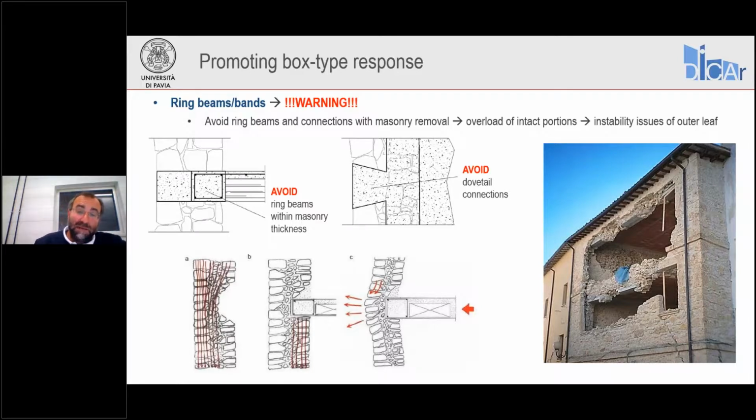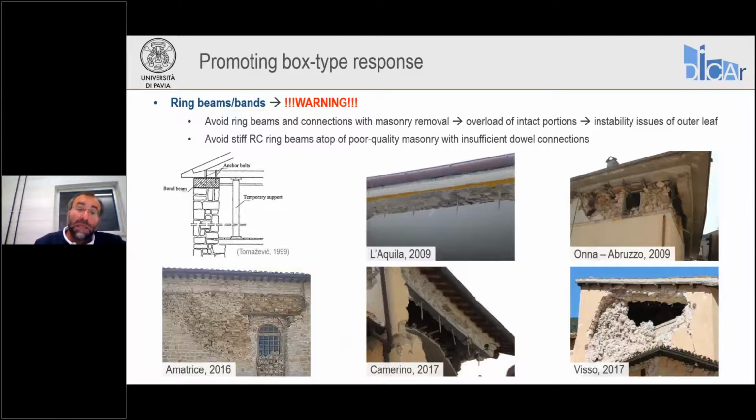Avoid messing up with the flow of forces within the masonry. And this is what I was saying, the problem of incompatible stiffness and weak anchorage between concrete ring beams and masonry walls, especially stone masonry walls. In all these cases, starting from L'Aquila all the way to the more recent 2016, 2017 Central Italy earthquake sequence, we observed quite extensively this problem. A wall collapsed below a stiff concrete ring beam, which was poorly connected to the masonry itself.